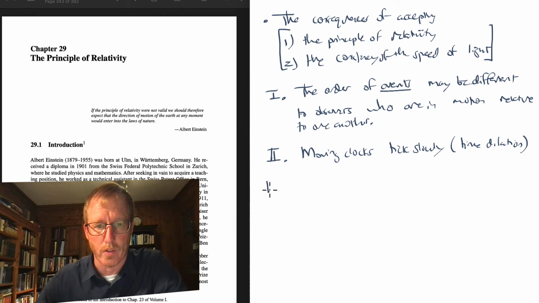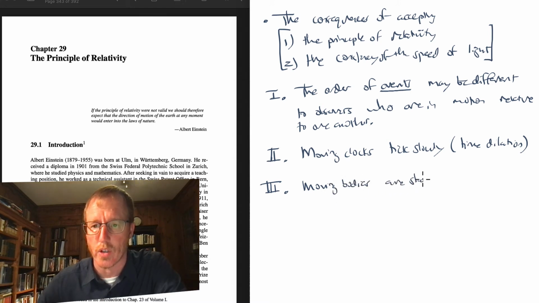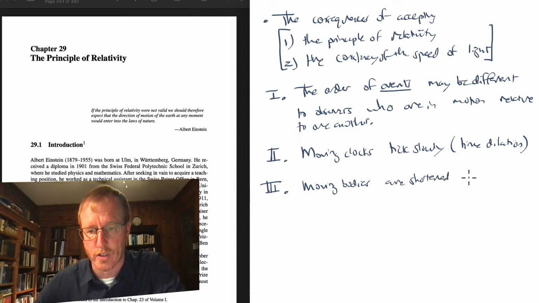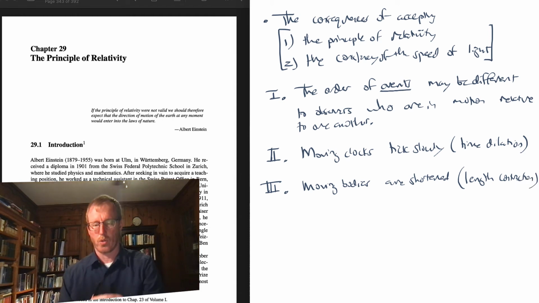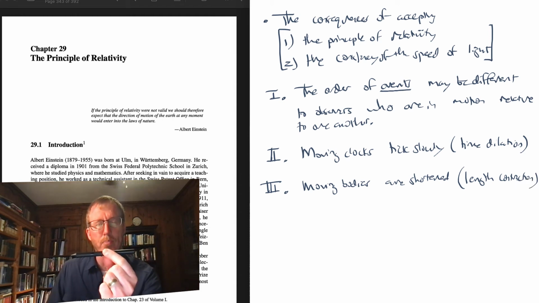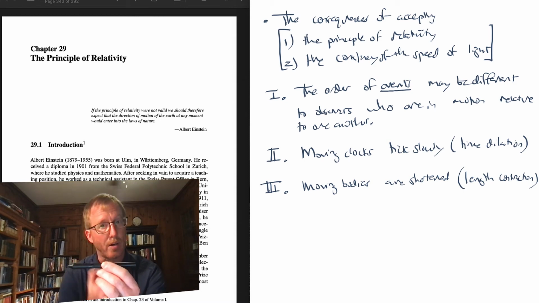What's the third consequence? Is that moving bodies or moving objects are shortened in the direction of motion. We'll talk more about that in a few minutes, but this is called length contraction or relativistic length contraction. So let's look at my pen for a moment. This pen, let's say, is about 8 centimeters long. It is at rest relative to me. It's an 8 centimeter long pen. If I were to hold up a ruler to it, it's about 8 centimeters.